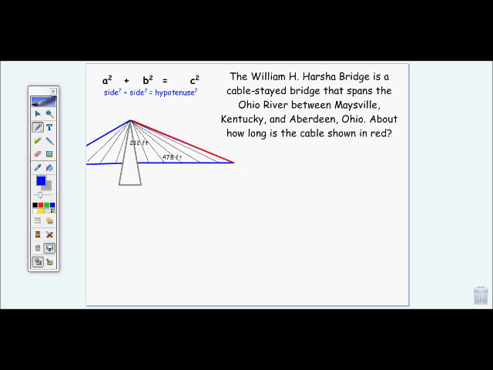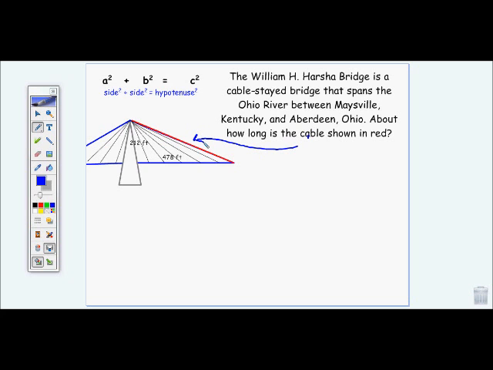We're going to put it into use here in real life, and we're going to look at a bridge. This bridge, the William H. Harsha Bridge, is a cable-stayed bridge. That means that cables run down and give it more support. And we want to know about how long this cable here that we've made red needs to be, the one on the very end.